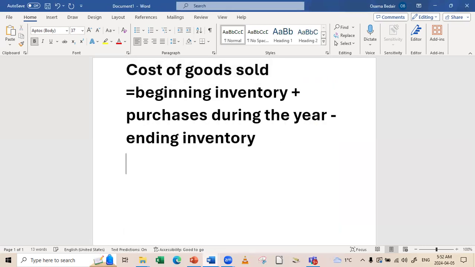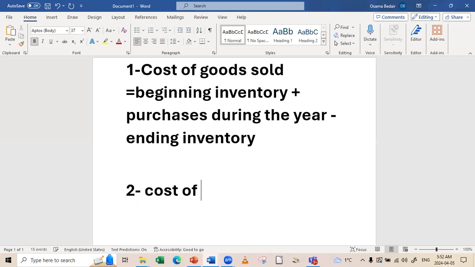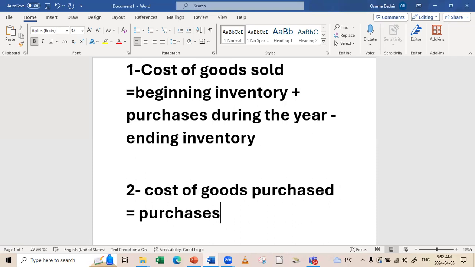So the second equation, which we will do right now. This one was equation 1. Now we'll move into equation 2, which is cost of goods purchased. Cost of goods purchased will equal the purchases, minus both of these things, minus allowances and discounts, which are also deducted.